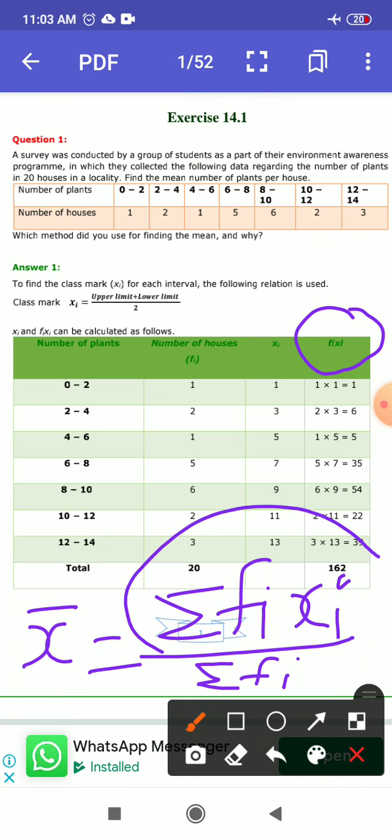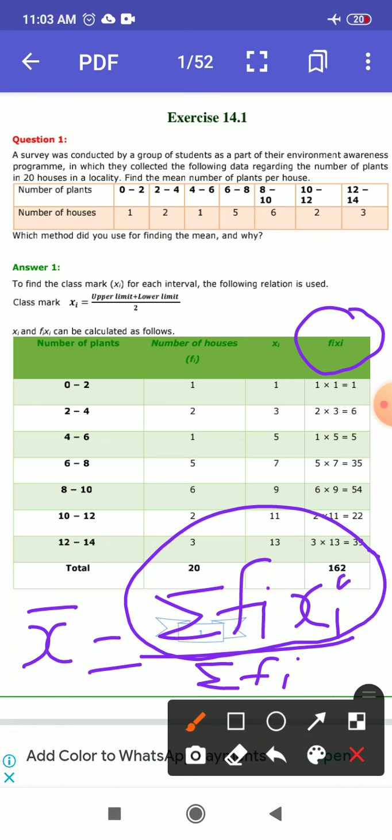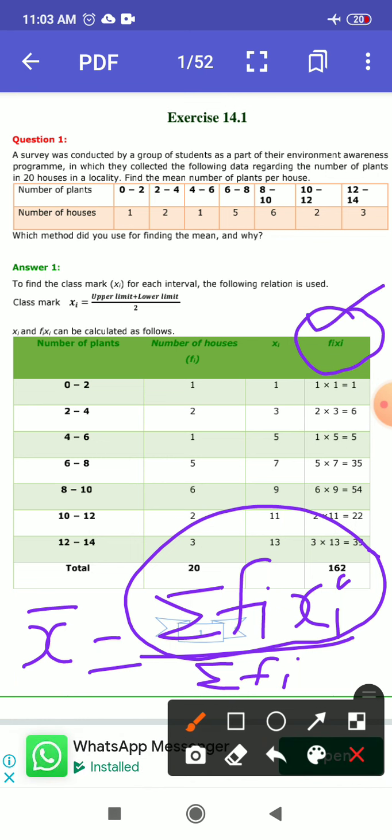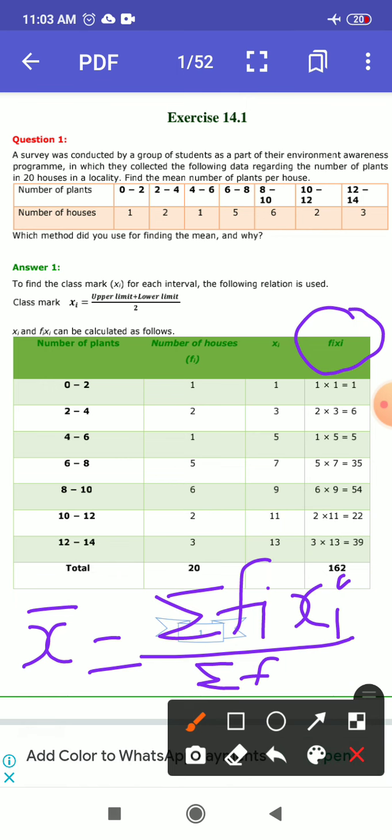So which value do we have to find? This value. We do not have this type of value within the table, so we have to calculate fi xi first. How to calculate fi xi? This is your fi, the frequency, and this is your xi, and we multiply these.